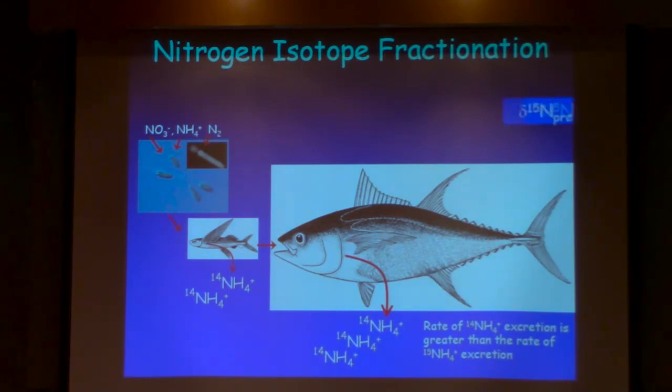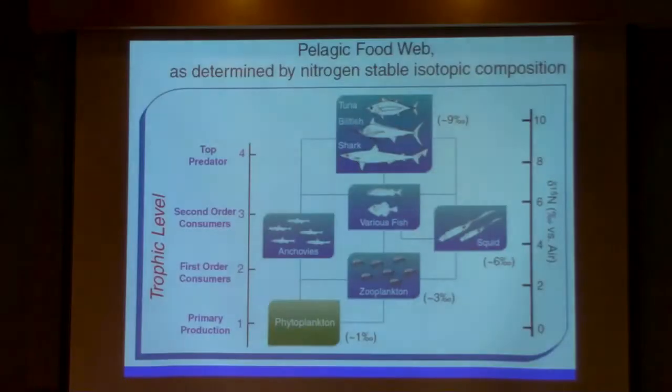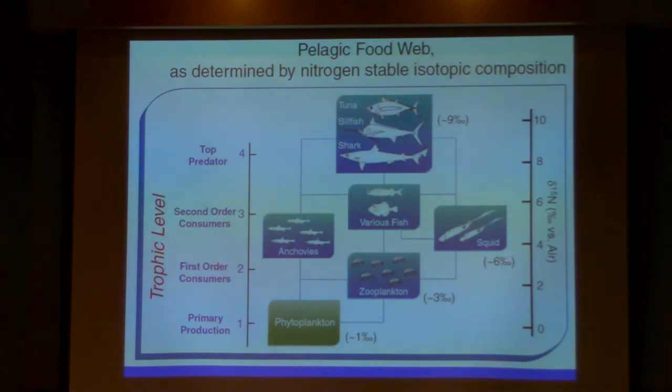Okay, so we can parameterize that. The delta 15N value of a predator is equal to the delta 15N value of the prey plus some enrichment factor. It's widely held that it's around 3 per mil per trophic level, but it varies. Ideally, what we'd like to do is measure the nitrogen isotopic composition of various organisms and put together a food web. All right, cool. That's a fairly easy measurement to make.